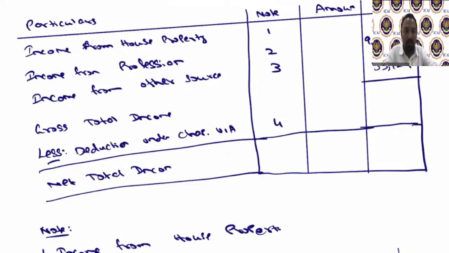33,924. So what will be the total income now? 33,924 plus 920,200 plus 57,920. So you have 10,12,044. So what are the Chapter 6A deductions available?